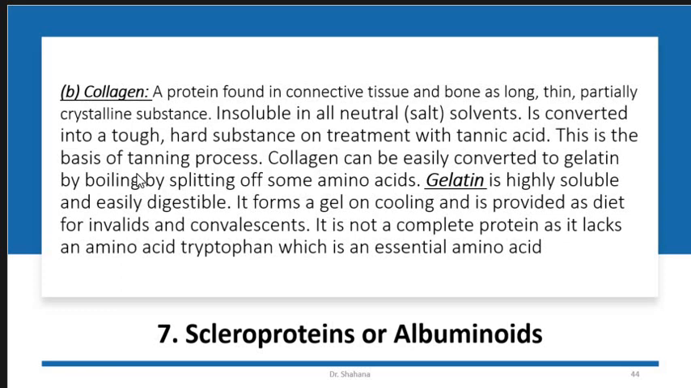Furthermore, collagen can easily be converted to gelatin by boiling, by splitting of some amino acids, and gelatin is highly soluble and easily digestible. जिसे हम कहते हैं ना पाए पकने तो उसमें से वो gelatin निकल आता है. It forms a gel on cooling and it is provided as a diet for invalids and convalescents. It is not a complete protein and it lacks tryptophan, which is an essential amino acid.